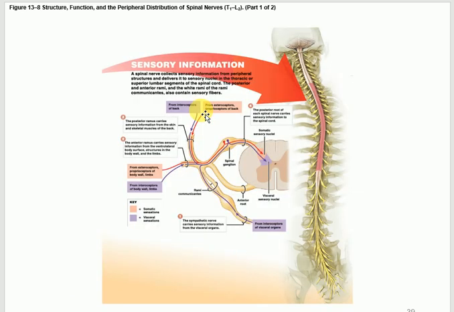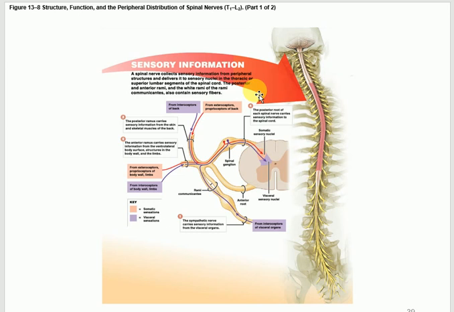Now, if you look at this, it's not as simple as I mentioned before. Remember, I told you the spinal nerve is just like a tree. You have roots, you have a trunk, you have branches. The branches are called rami. A branch is a ramus, right? So where are the roots? The roots are here.